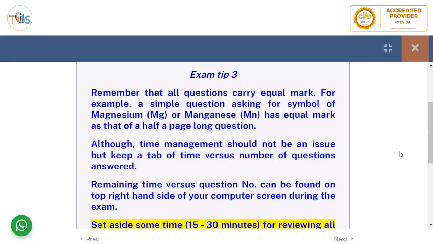Although time management should not be an issue if you use your time wisely, keep a tab of time versus number of questions answered. Remaining time versus question number can be found on the top right hand side of your computer screen during the exam.